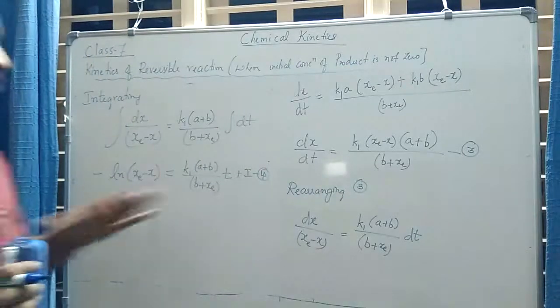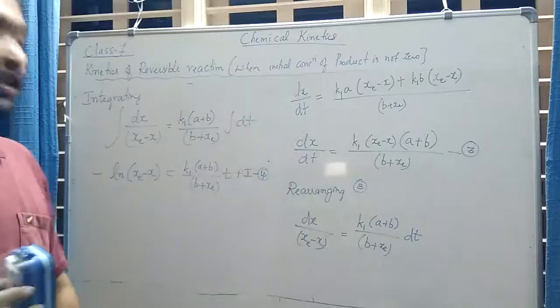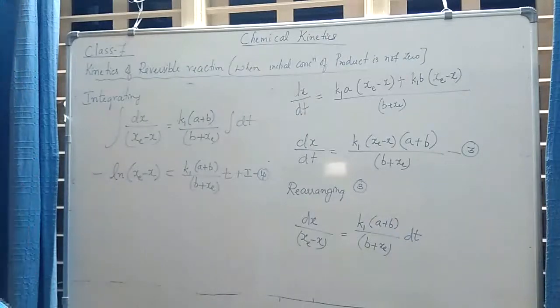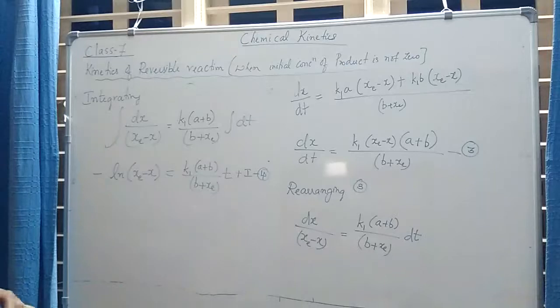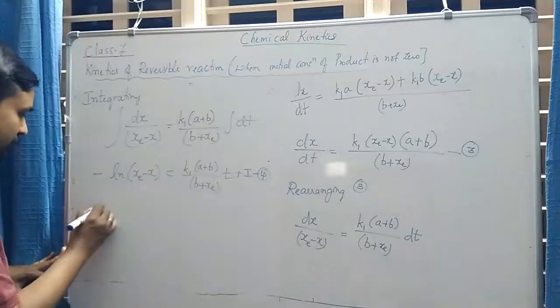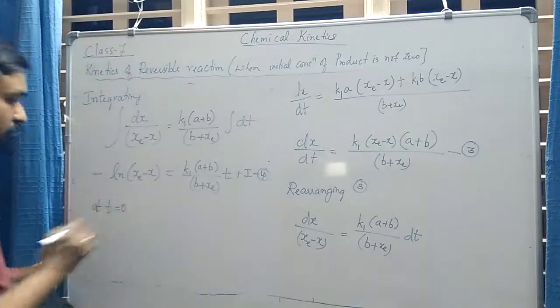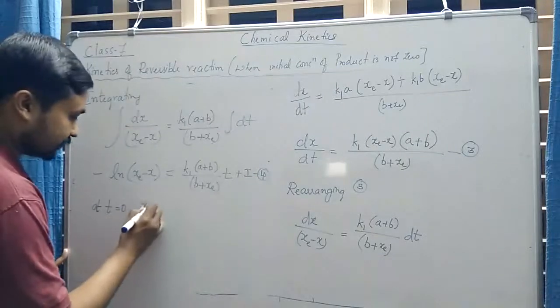So if we find out the value of the integration constant I, we can simplify equation 4 and obtain an expression for rate constant k1. And how to find out the value of I? Again, we have to apply the initial condition that at t is equal to 0, the reaction has not yet started, so x is equal to 0.